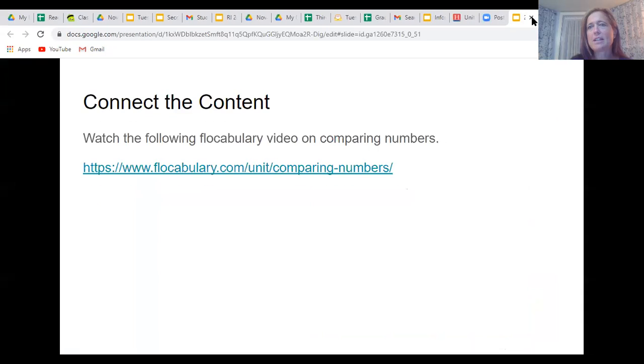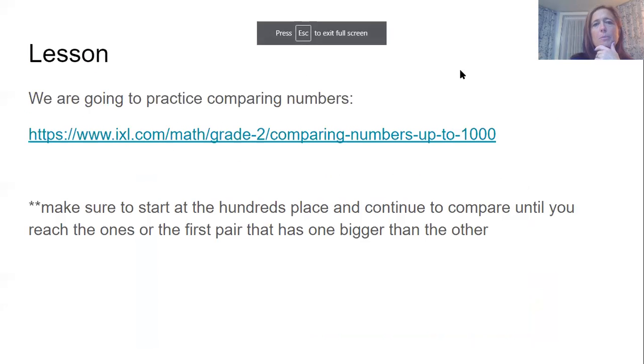Okay, so that was just a little song to get us ready for comparing numbers today. So we are going to practice comparing numbers on an IXL program.